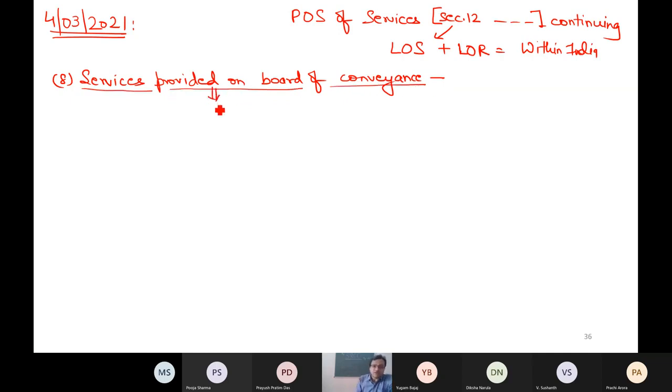So in this case, what is the place of supply? It is not the place where services are taken on board. No, it is the first scheduled point of departure.